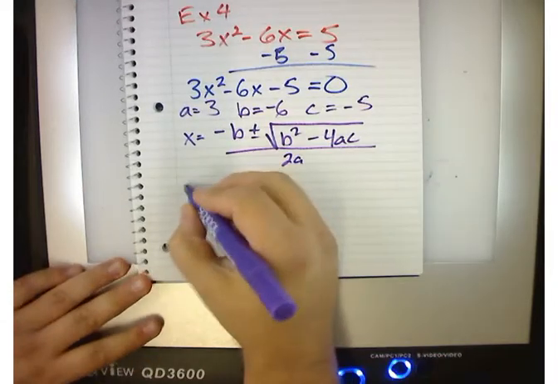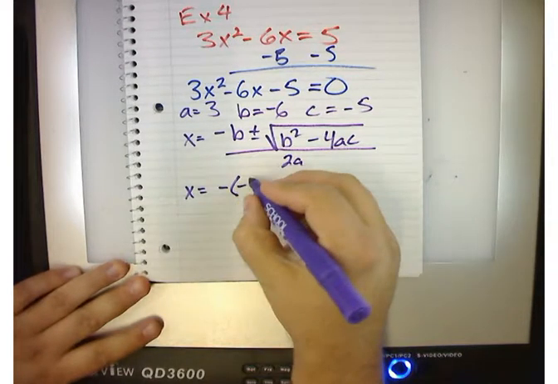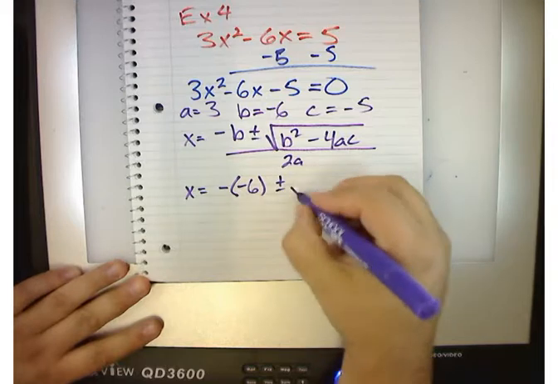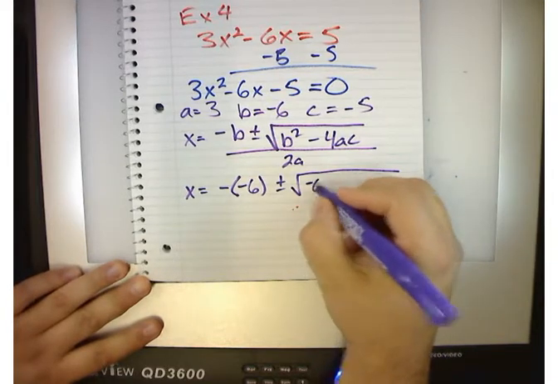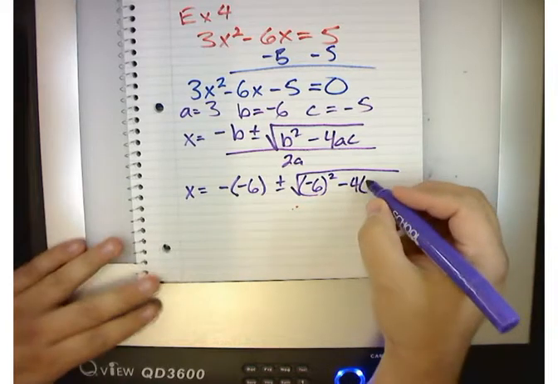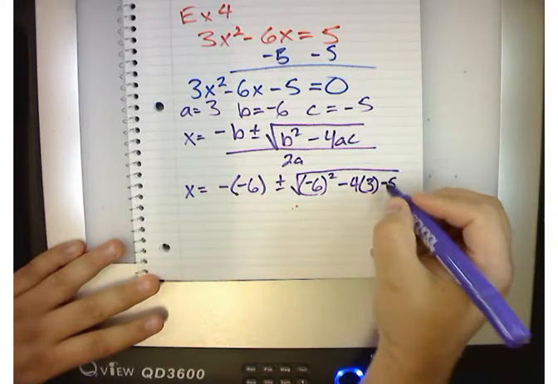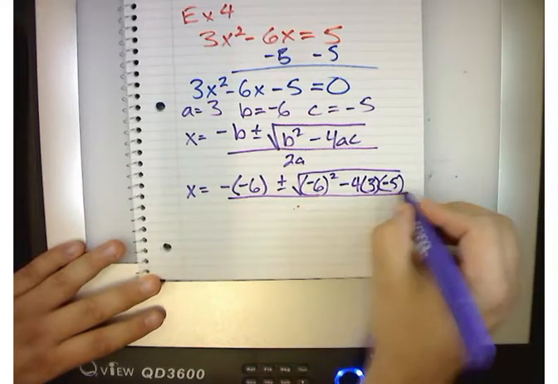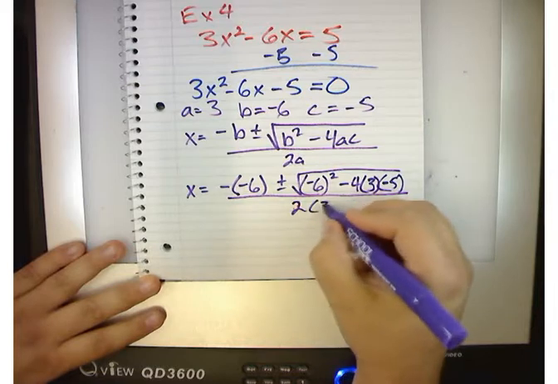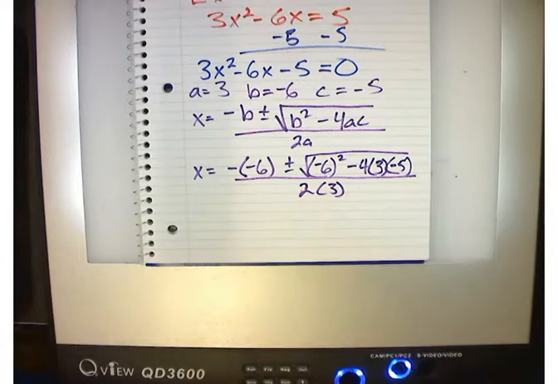So then I'm going to say x is equal to minus, what's b? Negative 6 plus or minus the square root of negative 6, right, because that's b, squared, minus 4 times the quantity a, what's a? 3, times c, what's c? Negative 5, all over 2 times a. I'm going to pause there. Do you see where I got all the numbers from? You should have learned this in Algebra 2, did you? Yeah? Okay, good.